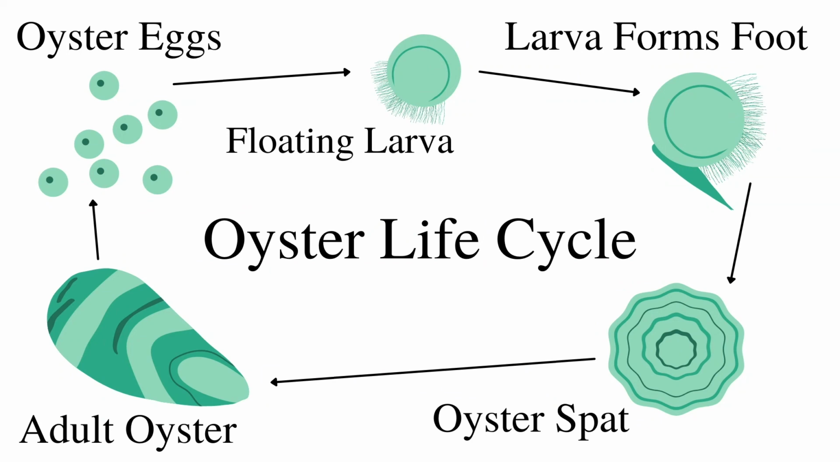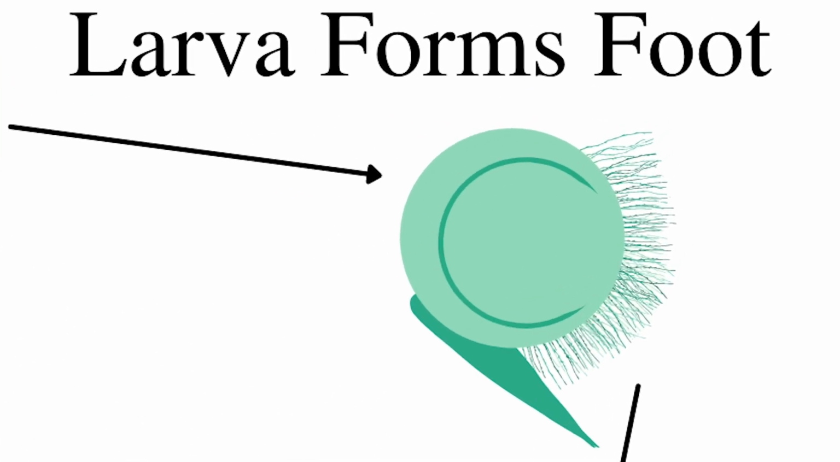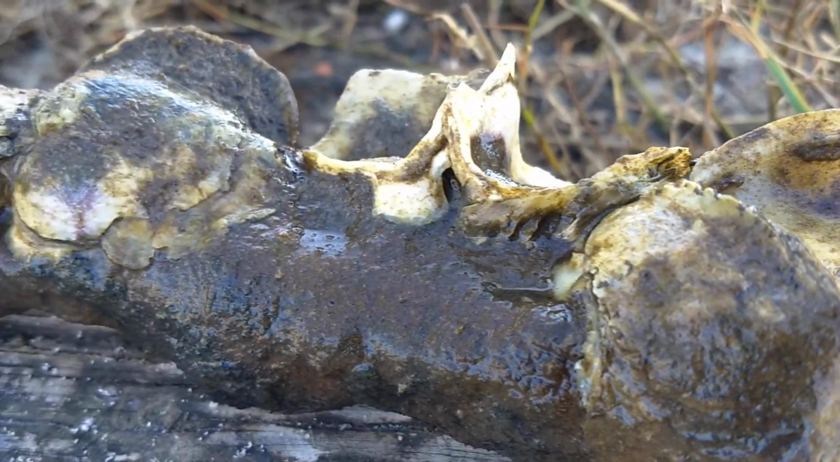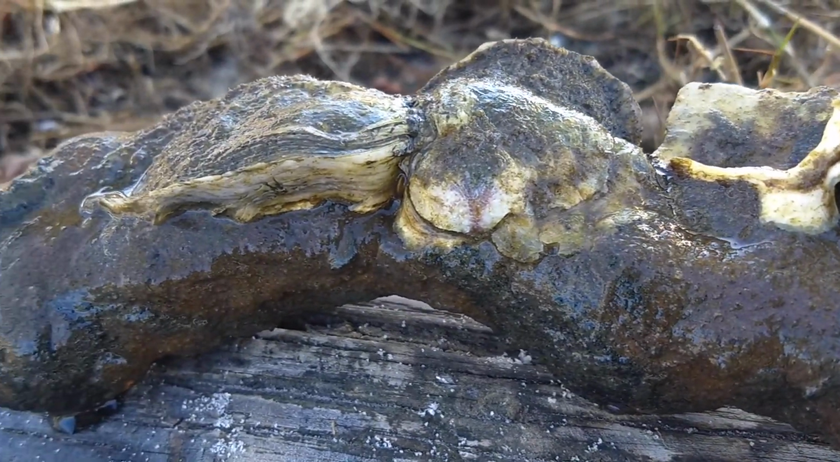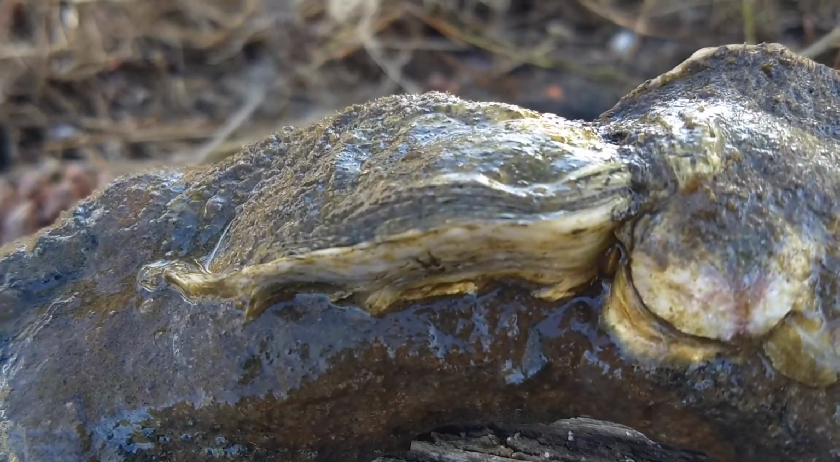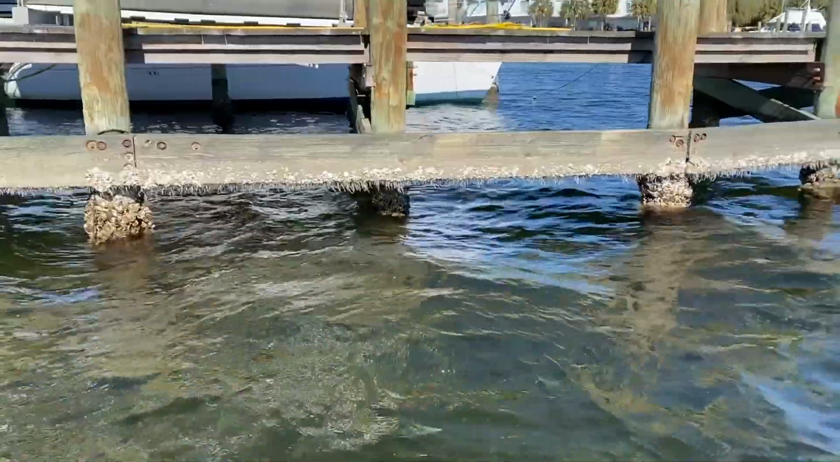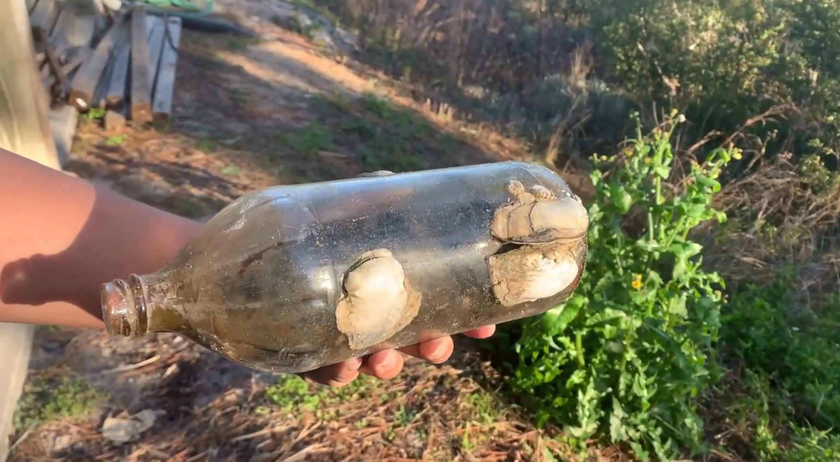When a larva develops a foot, it's finally ready to settle on a hard surface. Remember, larvae can't choose where they go, so they must settle on whatever surface they find first. This is why you often see oysters growing on bridge pilings, docks, and trash in the water.